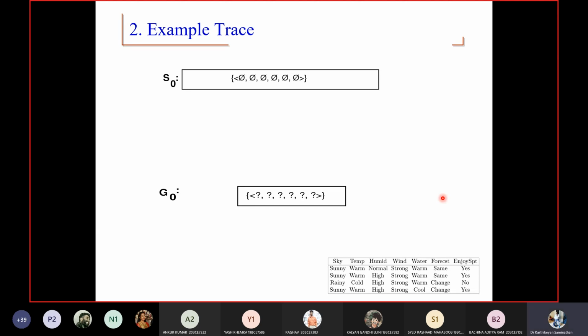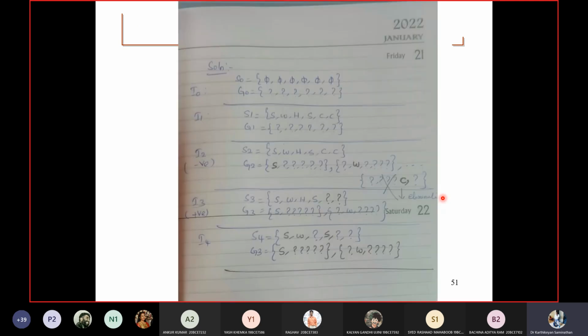People can tell me what S1 and G1 are. Let me check. Those who understood, you can try. Even I'll show you the previous answer. Accordingly, you can try.